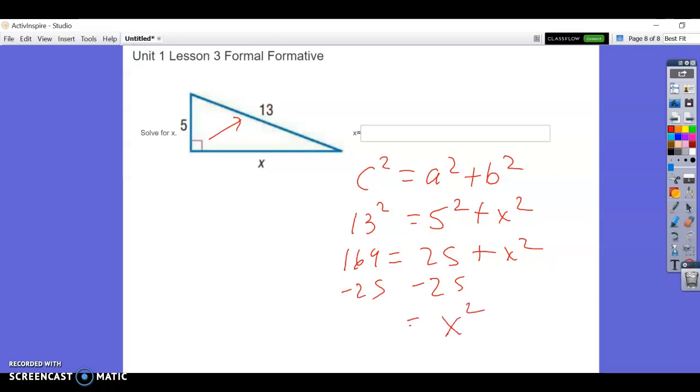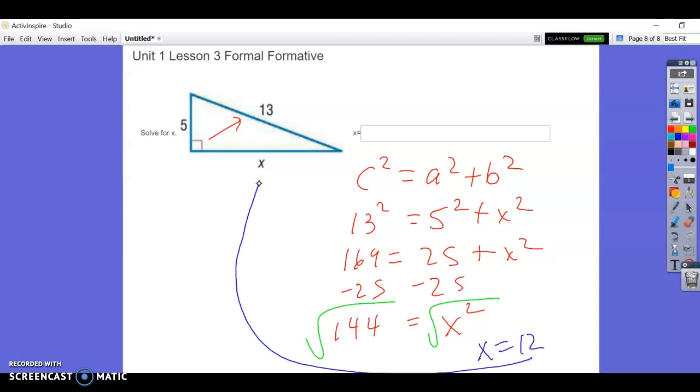So what is that? 144. Perfect, because now when we take the square root of both sides, 144 is a perfect square. So X equals 12. And that also makes sense because it's not the longest side, it's shorter than 13. So you type your 12 in there. And I believe that is it.